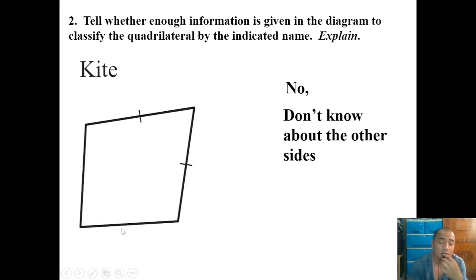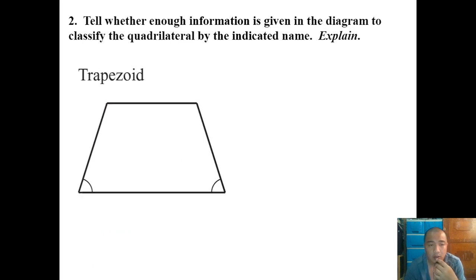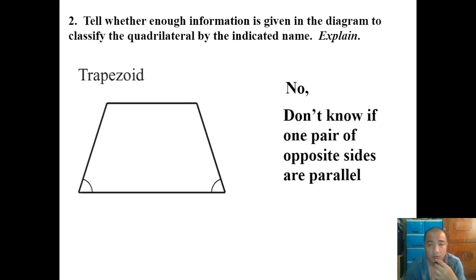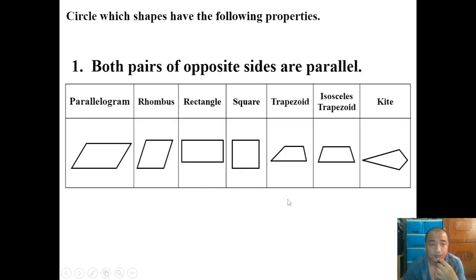The other sides should be congruent too. It was not said that they are congruent. Only the first pair of consecutive sides is congruent. So we do not know if these two sides are congruent. So that's not a kite. Is this a trapezoid? No? Don't know. One pair of opposite sides are parallel. Yes, it says that the upper base and lower base are parallel.